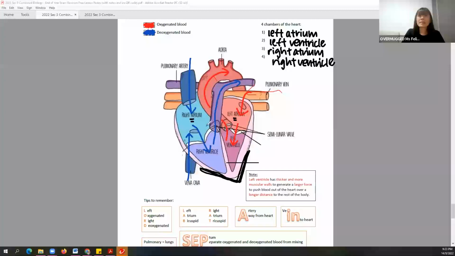Okay, then next, inside the heart, besides the 4 chambers, make sure you copy it in. Besides the 4 chambers, we also have this kind of doors, which are called the valves. So how to remember the names of all these doors? How to know left and right? Which one is bicuspid? Which one is tricuspid? You go by this mnemonic, lab rat.